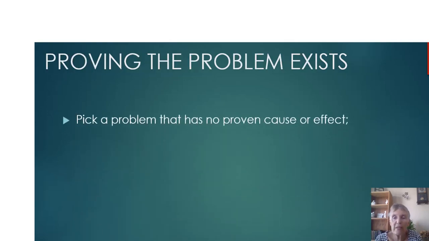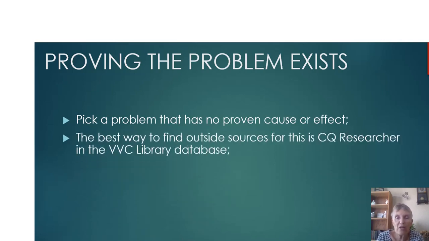So when you prove a problem exists, make sure that you have a problem that has no proven cause or effect. We are looking for things that we can speculate on. The best way to find outside resources for this is CQ Researcher and the BBC databases, library databases. CQ stands for Congressional Quarterly Researcher, and it's where Congress hires people to go out and prove a problem exists so that they can throw money at it in a bill and fix it.